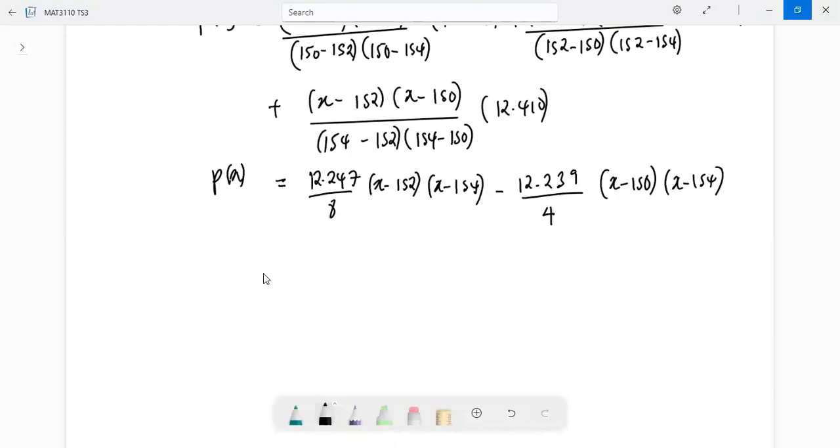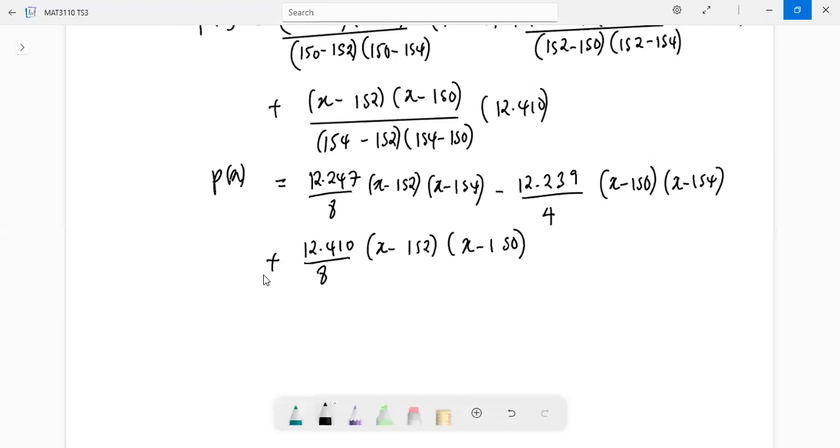I do it again, 154 minus 152, okay? Times 154 minus 150. But this is 8 here. Okay, so we have 12.410 over 8. And then you have x minus, this is plus, of course, x minus 152, x minus 150. Okay, so at this point, this is our polynomial, right?